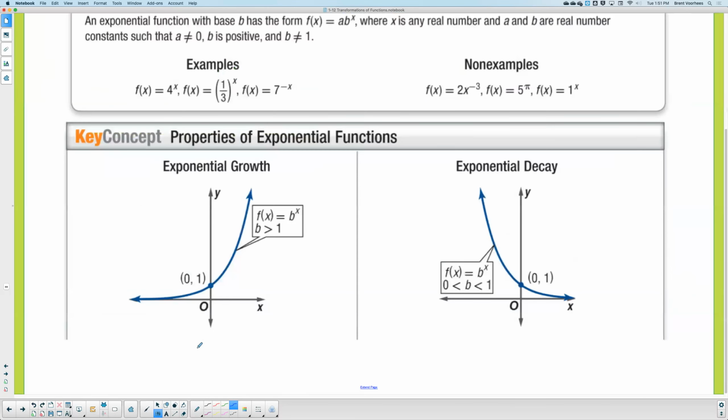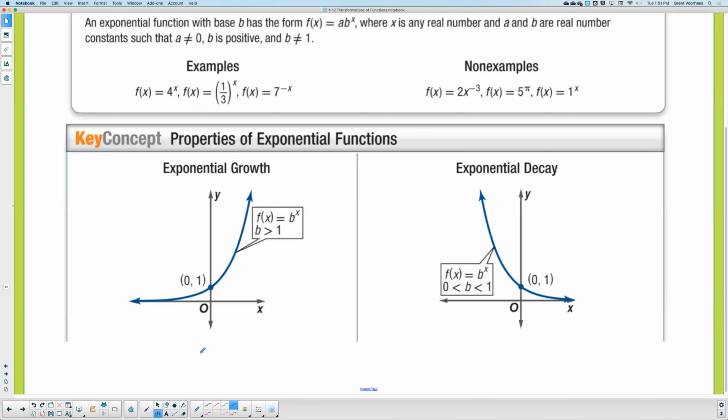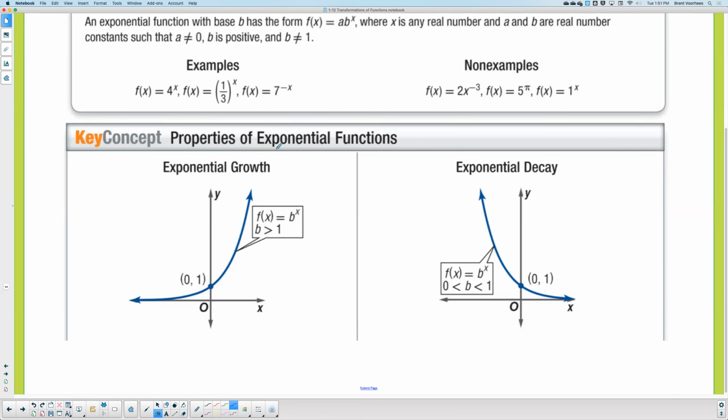Moving on, exponential. This is the big portion of Unit 2, as we're finishing up Unit 1. AP Pre-Cal has 4 different units. We're about to complete Unit 1. Unit 2, a big portion of it is exponentials and logarithms. There are 2 major graphs. Here's exponential growth and exponential decay.